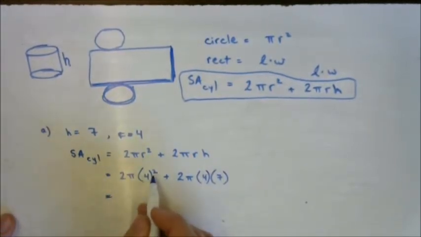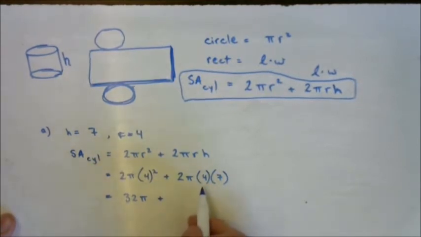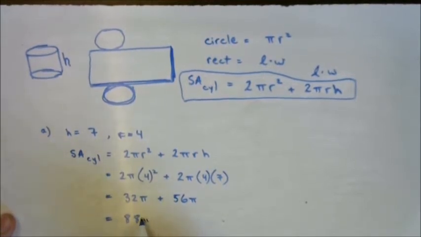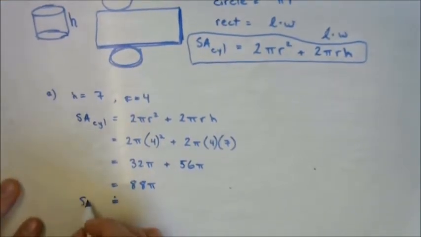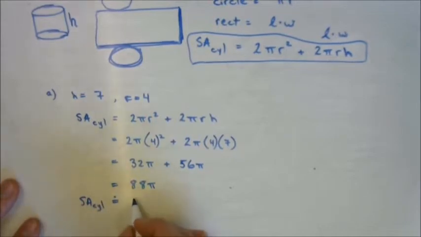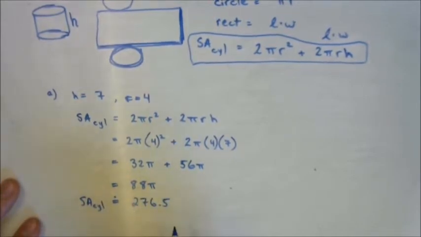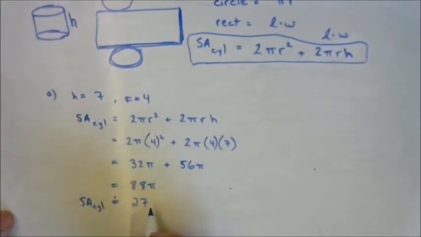Okay, over here you have 4 squared is 16 times 2 times pi. So you've got 32 times pi. And on the other side you have 4 times 7 is 28, times 2 is 56. You have 56 pi. So how many pi's do we have? We've got 32 plus 56. You have 88 pi's. And the approximate answer for that, 276.5. And let's just round to the nearest whole number. Round to the nearest whole unit.